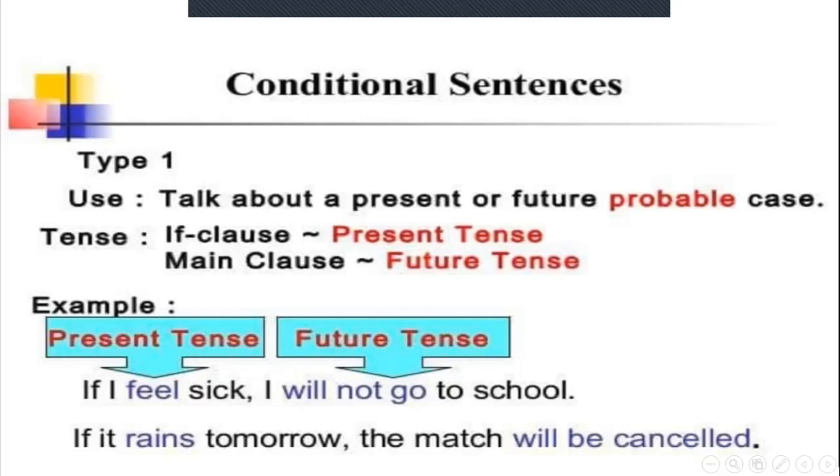Look here at this example. I feel sick. If I feel sick, I will not go to school. Here, after if, the sentence we call the if clause. We use it in the present simple tense. And also here, my students, the second sentence we call the main clause. We say, I will not go to school. Here we use future tense.